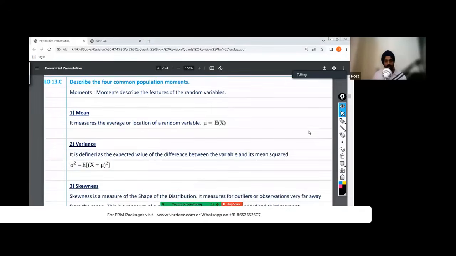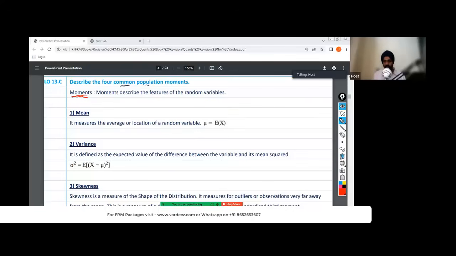Okay, what about the 4 common population moments? Moments actually describe the features of a random variable. When you have the data of the random variable, what can you make out of that particular data? What can you understand from it, having a visual look, and how can you describe your data very well? So you need some parameters, and these are known as the moments.